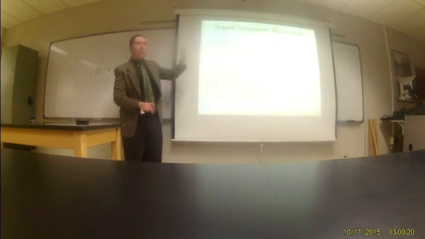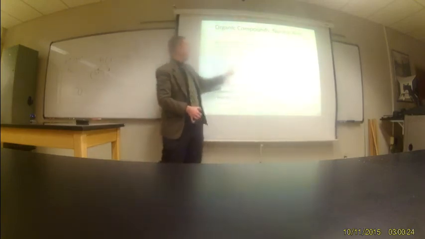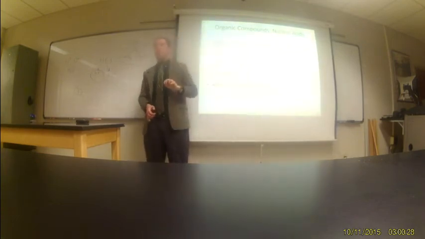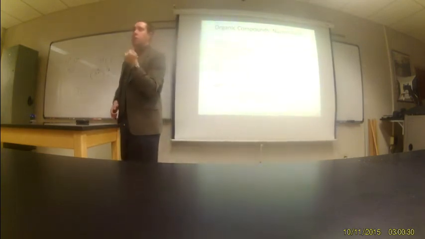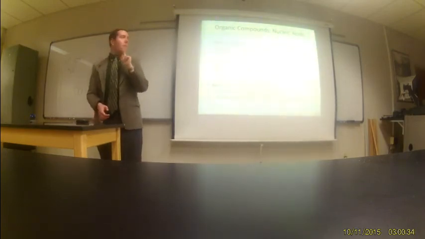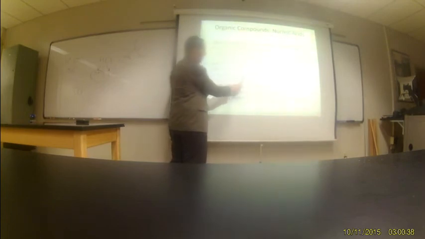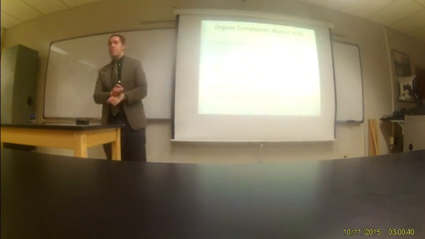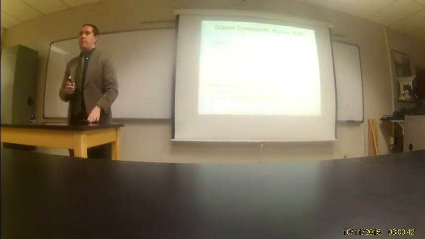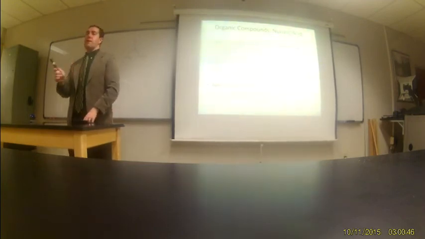RNA is very, very similar to DNA. Instead of deoxyribonucleic acid, it's just ribonucleic acid. Again, we have four nucleotides. Three of them are the same. One of them is different. Instead of a T, we have a U. What is the RNA? RNA, we'll learn, is a temporary copy of the DNA. What does that mean?